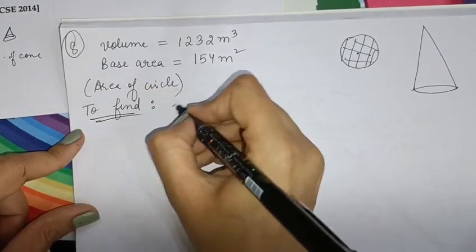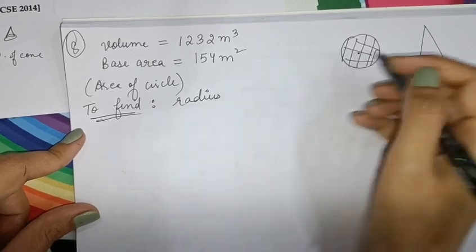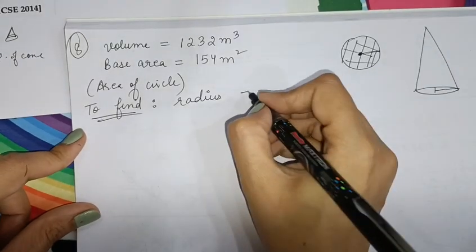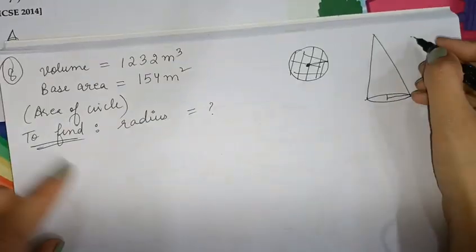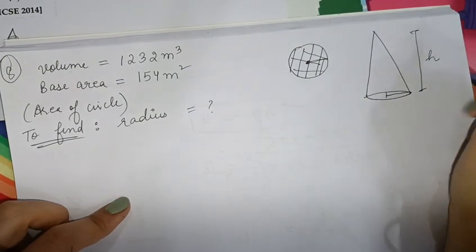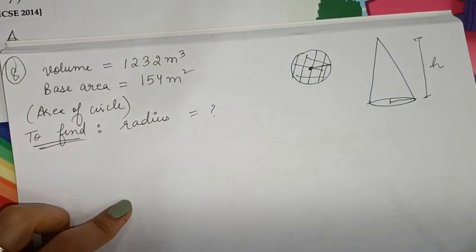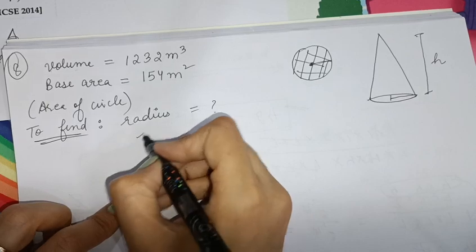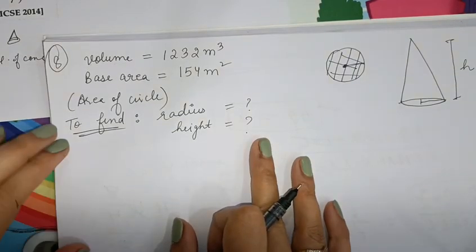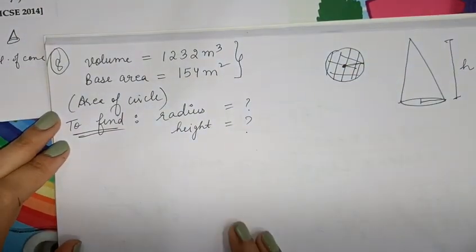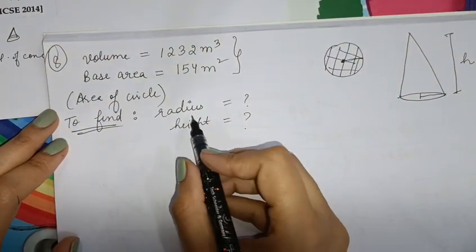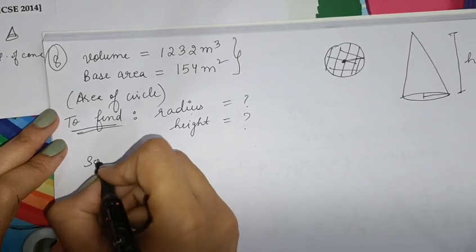What we have to find: radius of floor, which is nothing but the radius of this circle. We have to find the height of the cone also, meaning this straight vertical height. And then the third part, which I'll explain afterwards. First of all, let's do these two parts, radius and height. We will make use of these two given things and find these first. Base area's formula we know. I'll start with the solution.